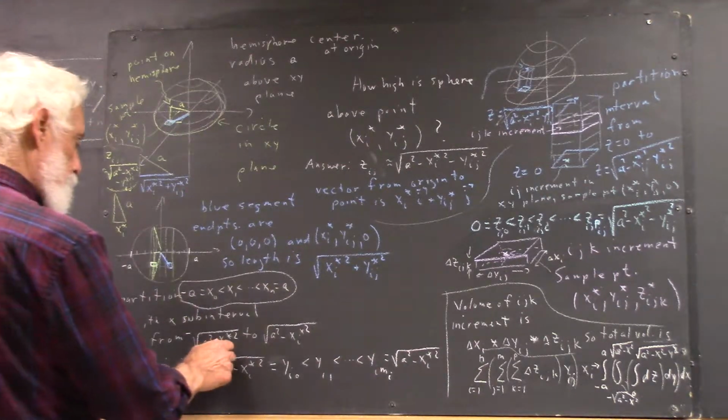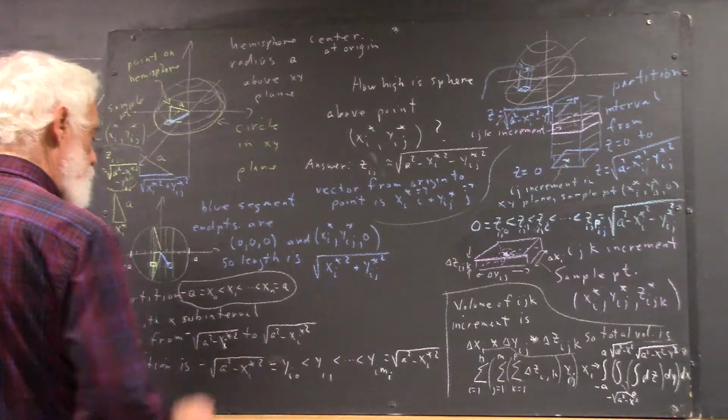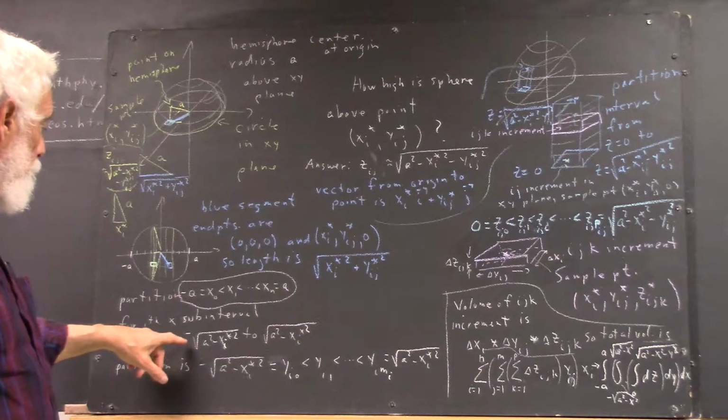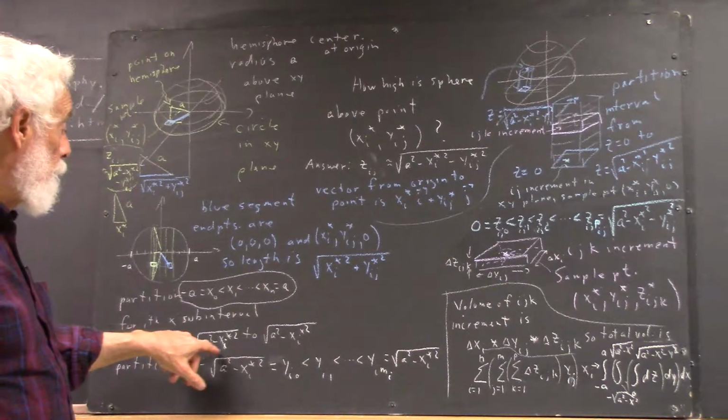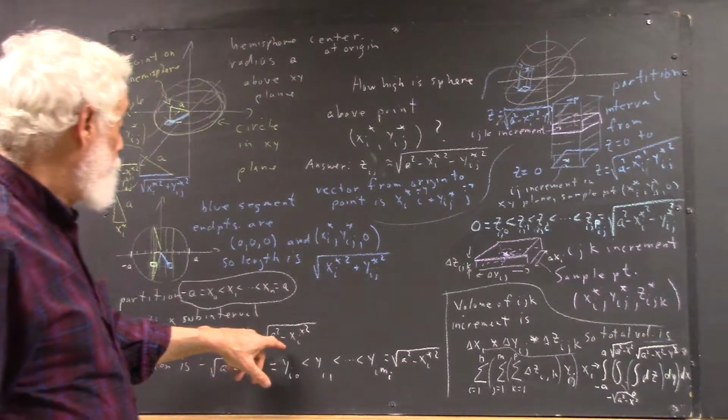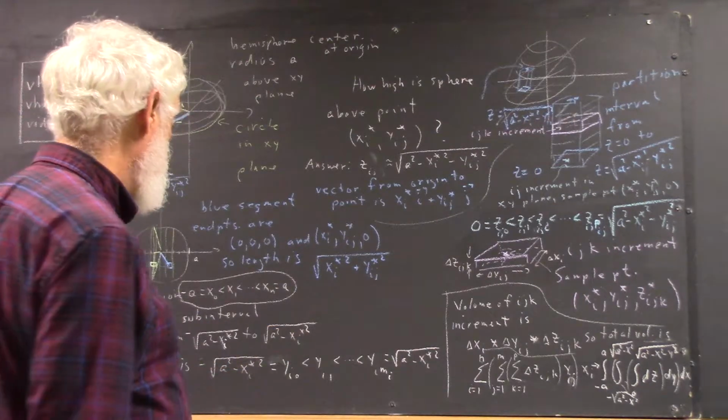and we conclude that y goes from, no, it's probably hard to read because it isn't real well written. Maybe that made it better, maybe it made it worse. But we go from negative square root of a squared minus x sub i star squared to the square root of a squared minus x sub i star squared.